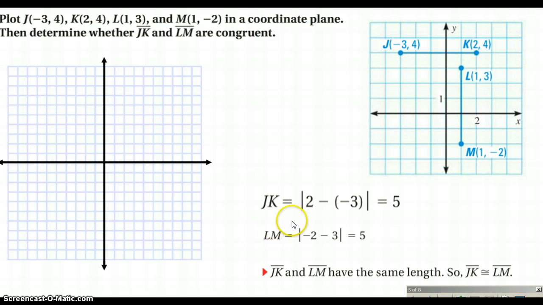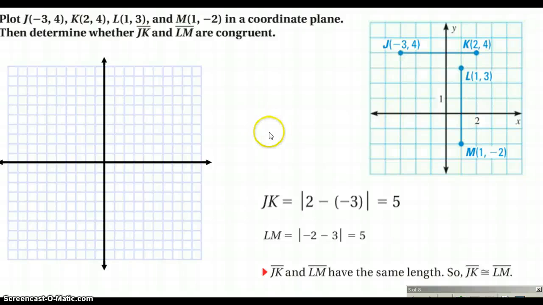Mathematically, when we're finding the distance of something, remember that it's the absolute value. So from J to K, since it's horizontal, we're only going to look at the X values. So that's negative 3 and 2. And we're subtracting them because one's technically negative and one's positive. So it's 2 minus negative 3, which is, you add the opposite, so that's 5. And the absolute value of 5 is 5.